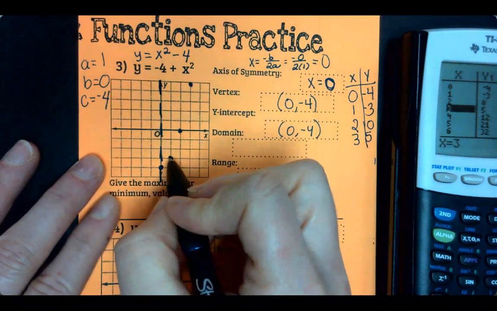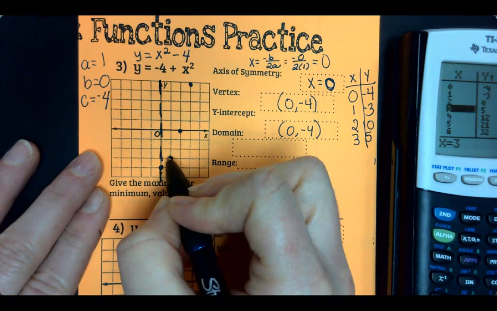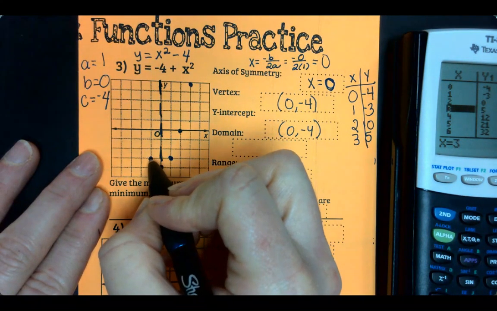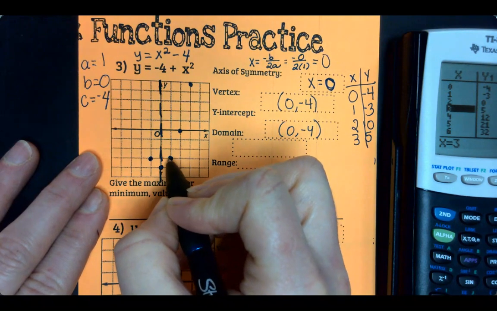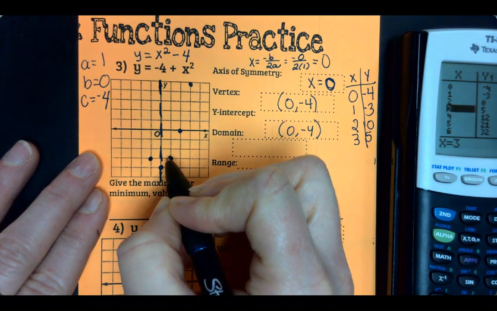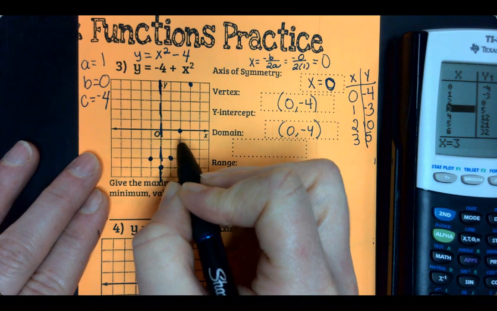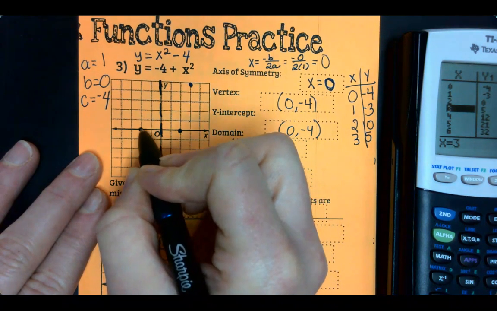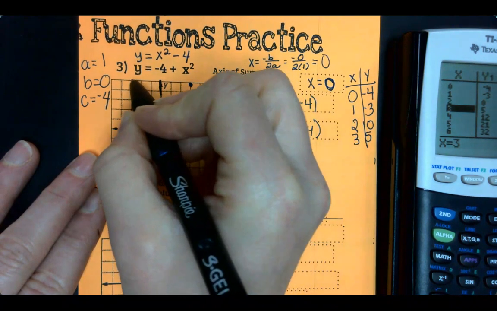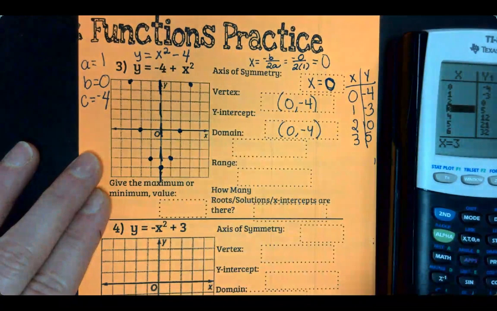Okay, so now we reflect them. So if it's over here, we flip them across the axis of symmetry. So as many points as you have on the right, you should have on the left. And go ahead and connect your points to make a parabola.